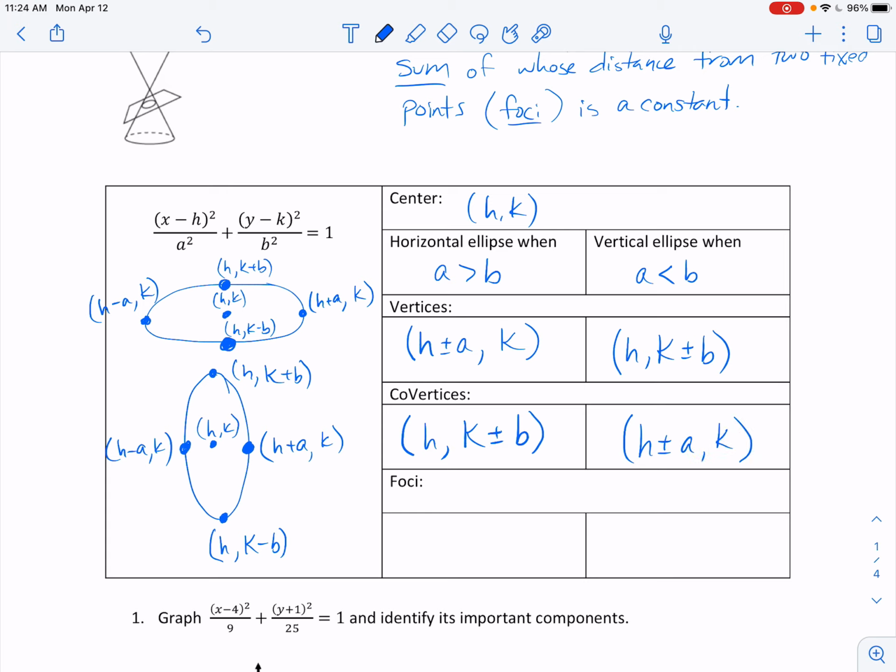To be perfectly honest with you, I don't memorize these formulas so much as I know how to get there. So I find the center, I figure out what that point is, and then I move A in the X, and I move B in the Y, and I put my points, and then I figure out what those coordinates are, and I move on with my life.